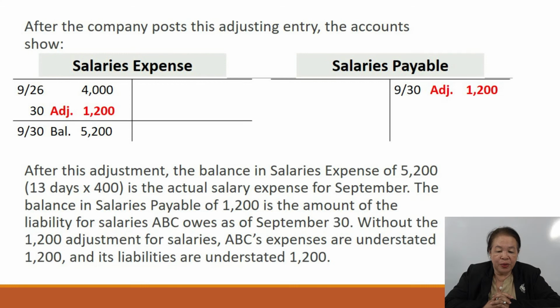After the company posts this adjusting entry, the account shows salaries expense. You already had a debit of 4,000, and you made an adjusting entry of another 1,200. So your salaries expense is 5,200. And then you credit salaries payable of 1,200, because in your adjusting entry the 1,200 is not yet paid. So you recognize it as a liability.